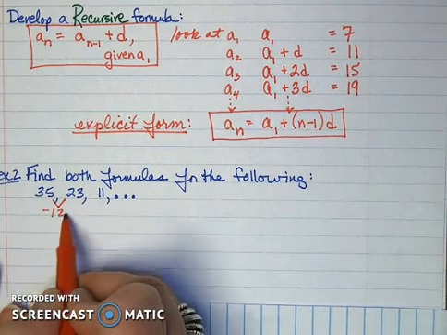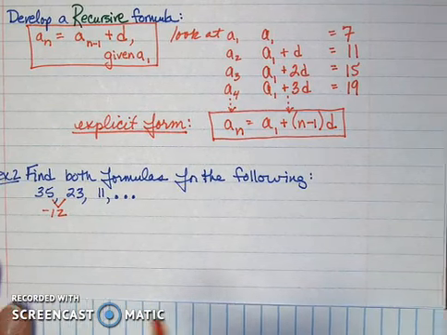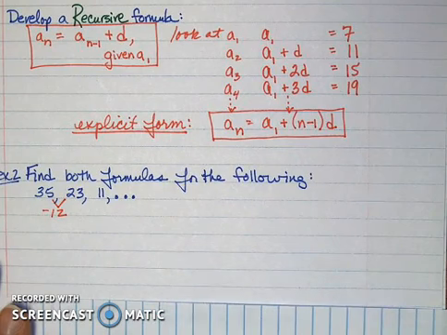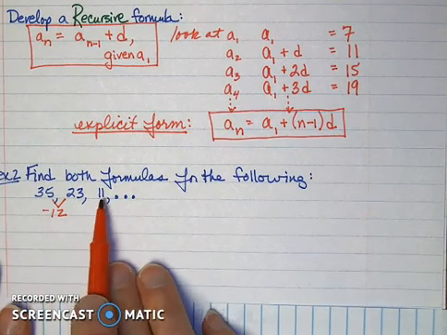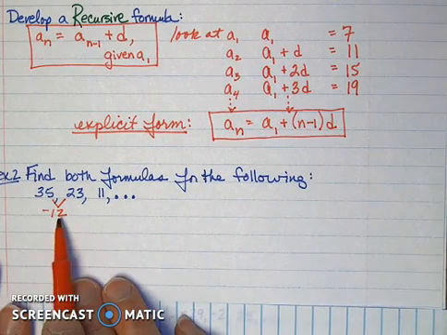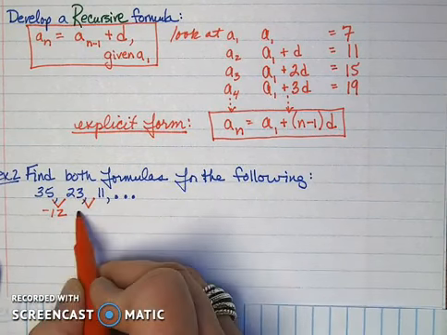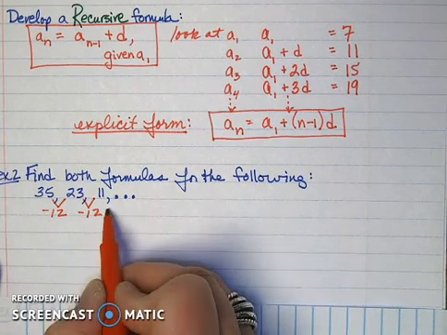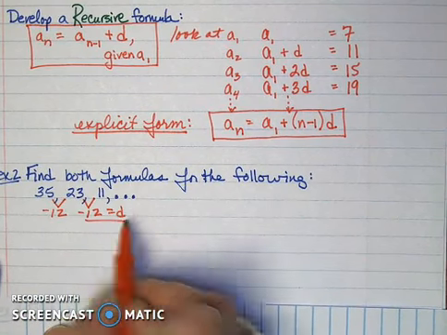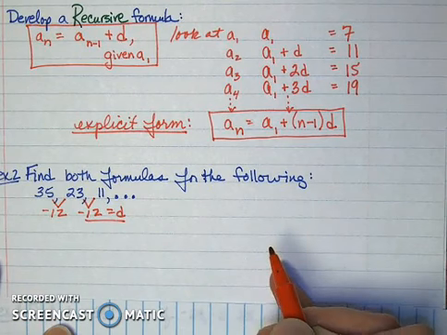So if you notice, our other sequence was positive because the sequence was increasing. This one's decreasing, so our difference is negative. Here, I have 11 minus 23, I'm going to have a negative 12. So negative 12 is D. And I can find the formulas now.